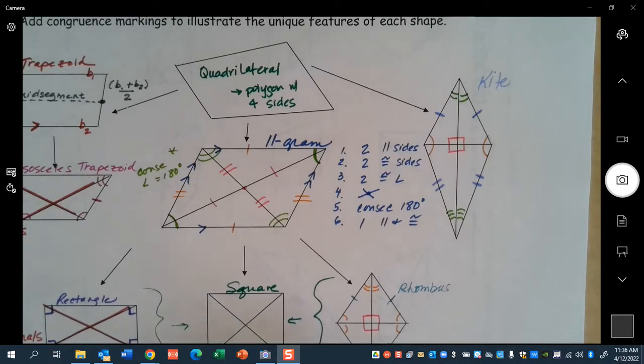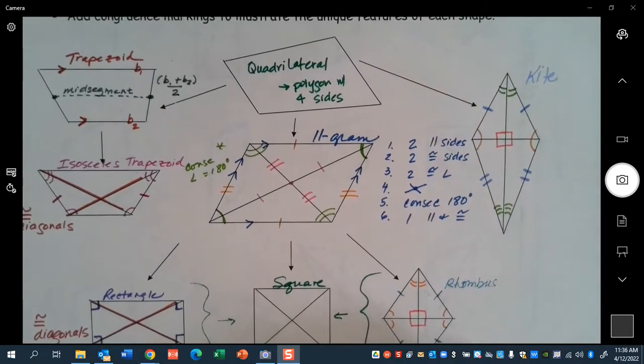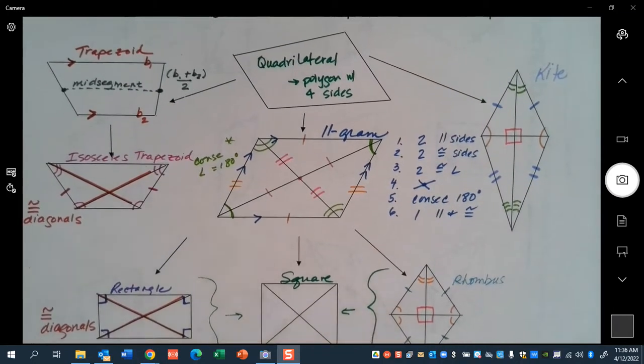All right, with your group mates, talk about what you missed for kites and trapezoids. And your markers, go.